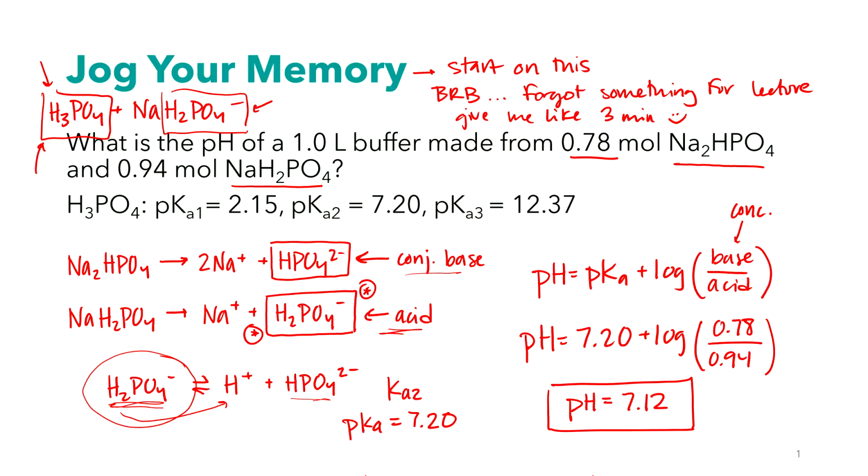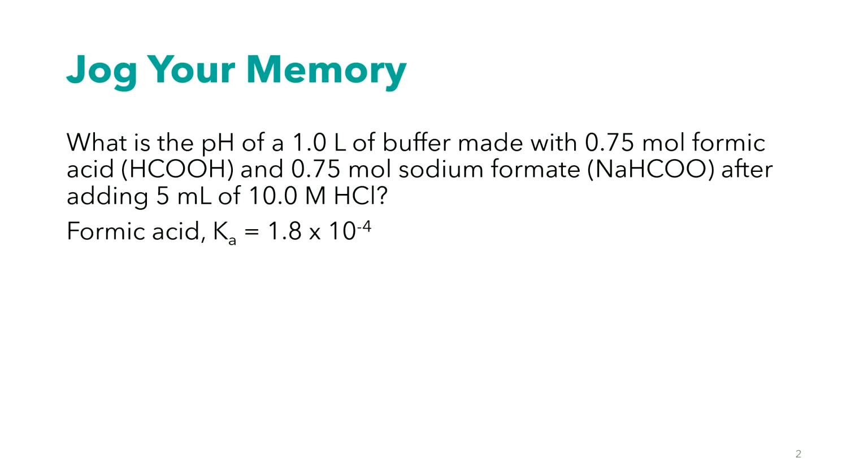All right, let's do another jog your memory. This time, this is a simpler buffer in that it doesn't have a polyprotic. But now I'm going to push you a little bit further and say, I've got a buffer, and now I add some strong acid. Can you calculate the pH after I've added some acid to it? As a reminder, to get you started, you should start with a BCA table and then do a Henderson-Hasselbalch. So try and set that up for yourself.